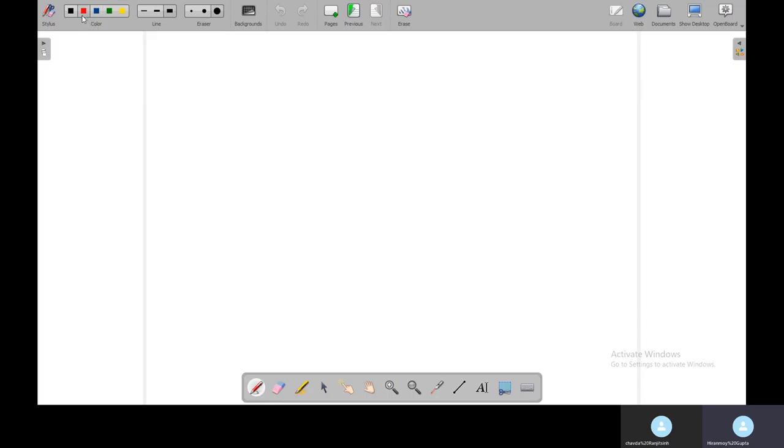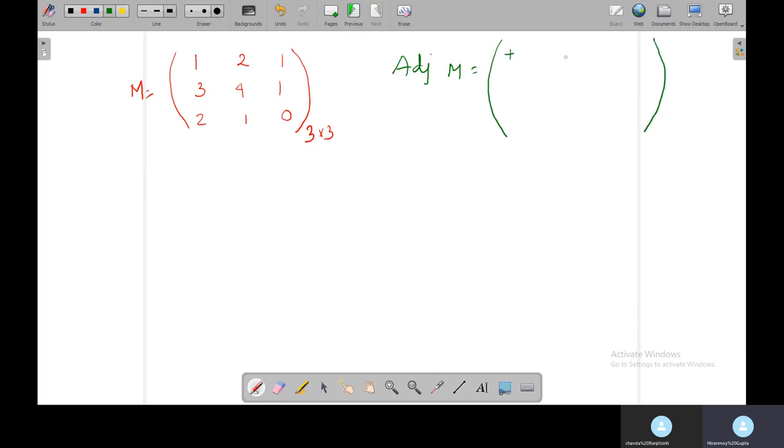Suppose the matrix is, I'm considering random values, 1, 2, 1, 3, 4, 1, 2, 1, suppose it is 0. So it has become a 3x3 matrix. Now, if I call this matrix M, I'm going to find adjoint of M. As I said, we maintain the order, so I'm writing the order first. Plus, minus, plus, minus, plus, minus, plus, minus, plus.